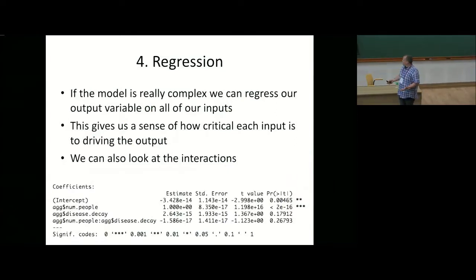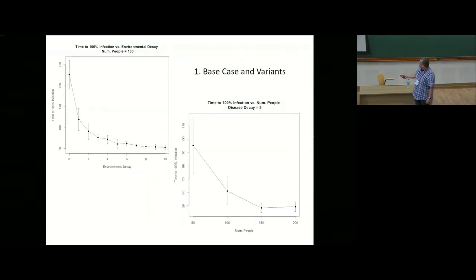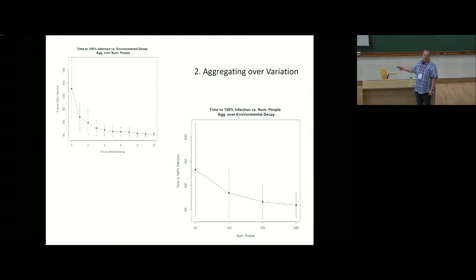And finally, I can do a regression. So I can literally just put this into a regression where I regress the time to 100% infection on the number of people, the disease decay, and an interaction term between the two inputs, right? And as you can see, the only thing that actually shows up as being statistically significant in that is the number of people, right? And that kind of makes sense when you look at a lot of these error bars, right? Because a lot of these error bars up here, the disease decay winds up being very non-significant once you get over 0. And statistical models aren't very good at teasing out the fact that there's one value where it might be statistically significant and the rest are non-statistically significant, right?